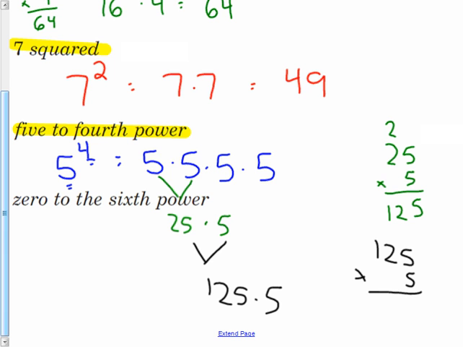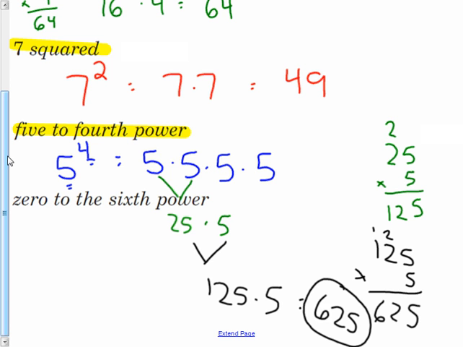So now I'll take 125 times 5. And I do 5 times 5 is 25. 2 times 5 is 10, plus the 2 is 12. And 5 times 1 is 5, plus the 1 is 6. So I should have 625 when I'm all said and done. I've multiplied that 5 4 times, it is 625. 5 to the 4th power is 625.